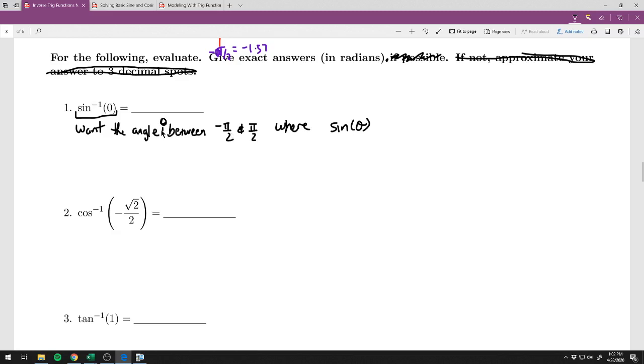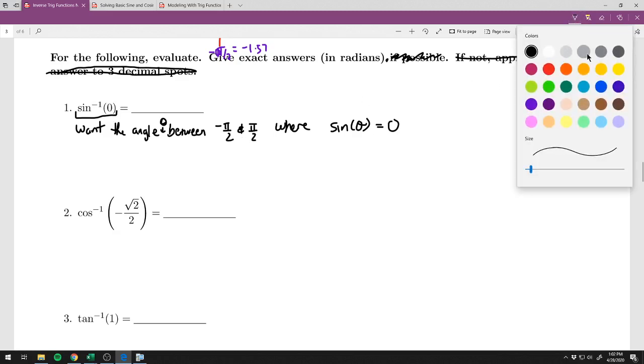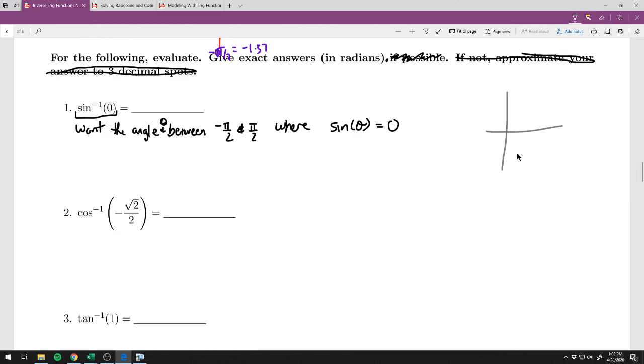I'll call the angle theta. Sine of theta equals 0. Right, we want the angle where sine of theta equals this inside number 0 between negative pi over 2 and pi over 2. Now it's definitely helpful to draw your picture out. Negative pi over 2 is down here, then 0, then pi over 2. So we want to get the angle between negative pi over 2 and pi over 2 where sine of theta equals 0. Right? And if you're ever doing these exact value ones, it's nice to draw this picture.